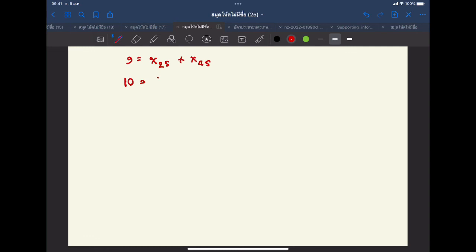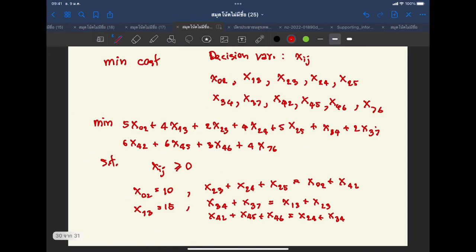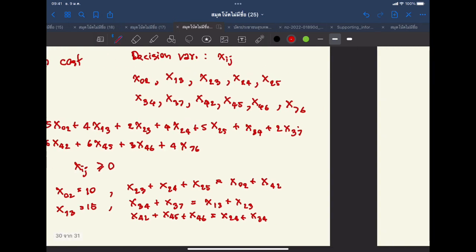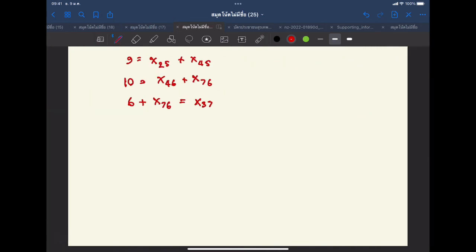And the incoming is x46 plus x76, and for node 7 we have 6 leaving the system and x76, this one equals x37. Alright, so we finish all the constraints.